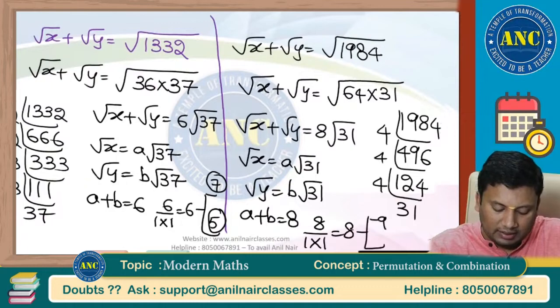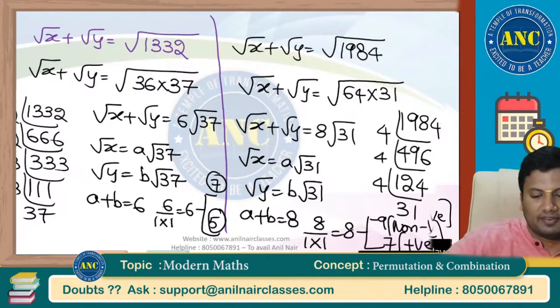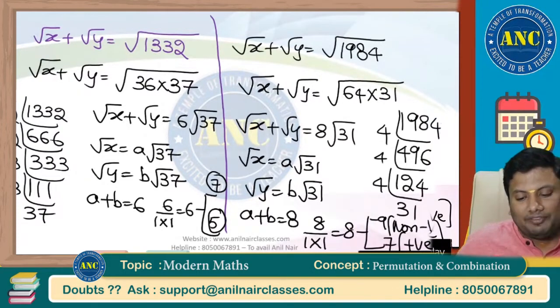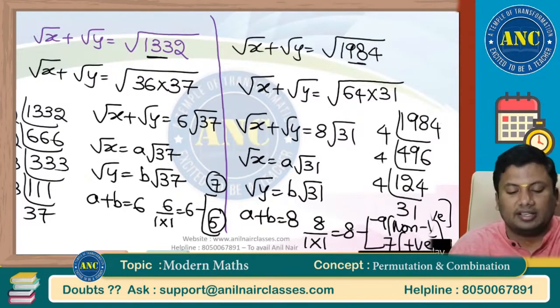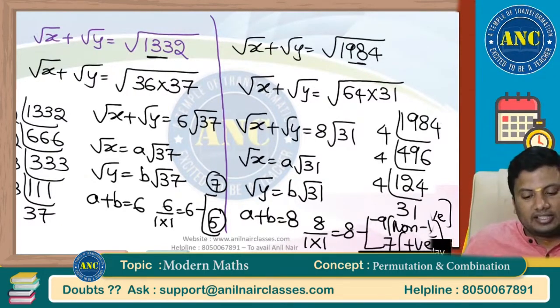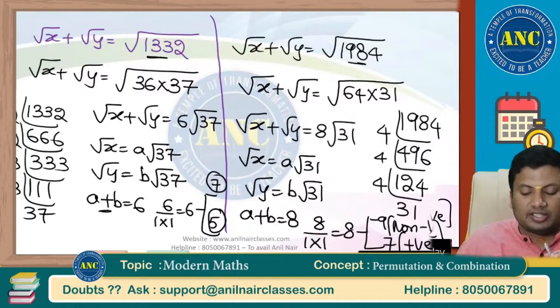Answer is nothing but 9 non-negative and 7 positive. I hope this modality is also clear. Root x plus root y is root of 1332. I factorized this, 36 into 37, 6 root 37. A plus b is 6. 6 means 7 and 5.